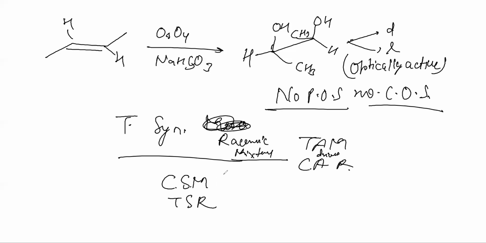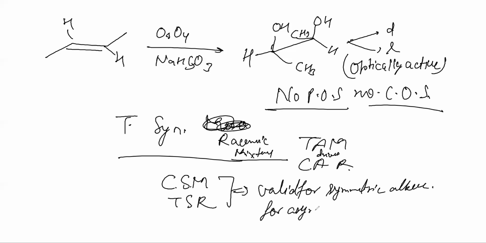But again, it is valid for symmetric alkene only. For asymmetric, we always get racemization. Please note this. It is very, very important. Syn addition always gives us racemic mixture for sure.